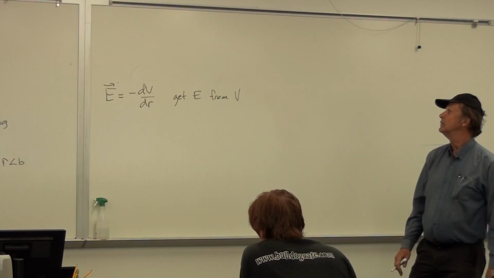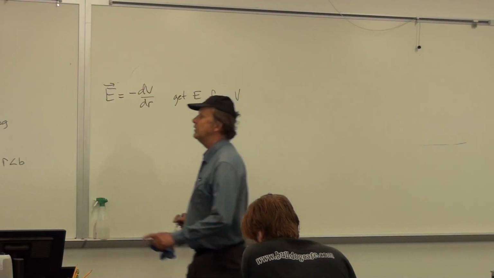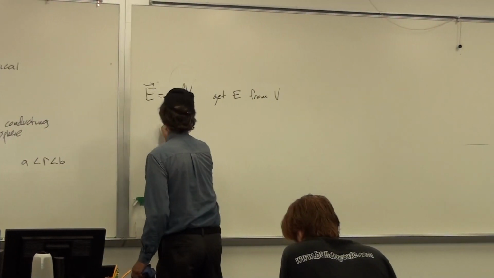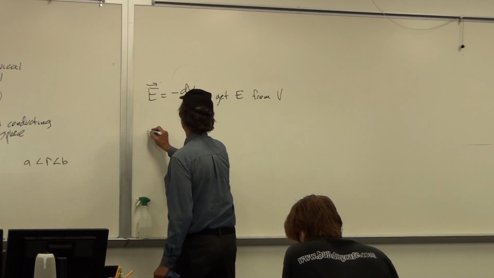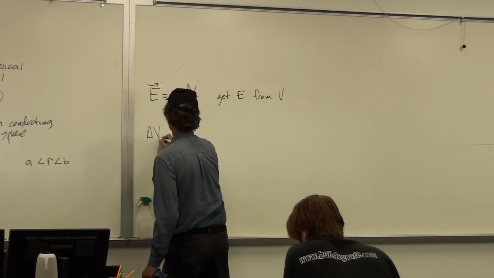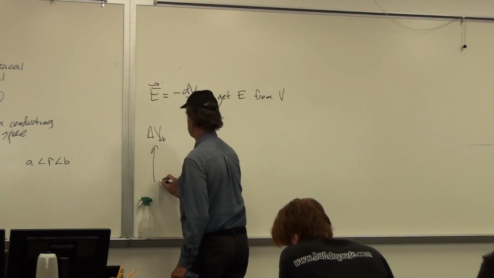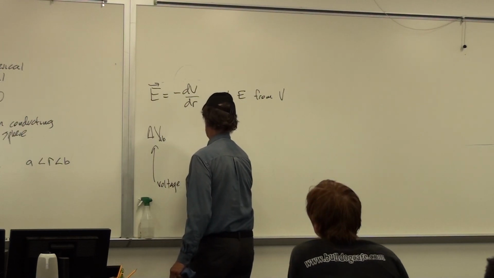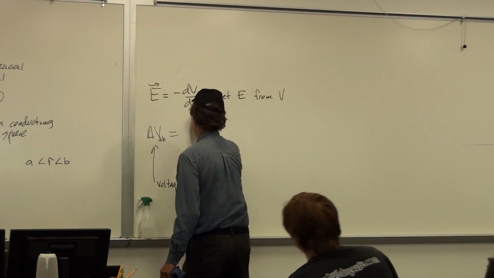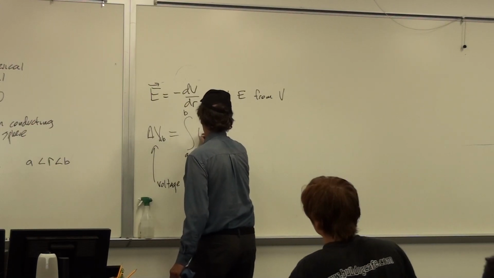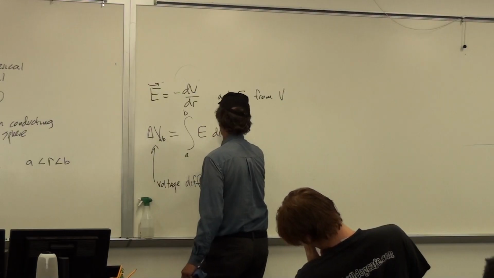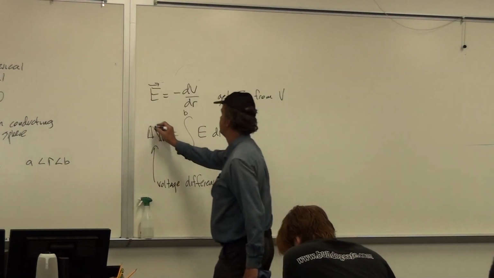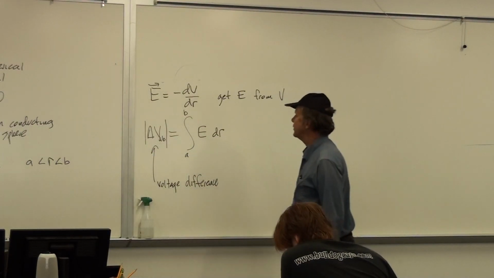But what if we don't know V? What if we can measure V? What if I go in with a voltmeter and I measure V and then I want E? Well, then what we've got to do is cross multiply here, and we end up with delta V, this is AB, our voltage difference between a and b, is equal to the integral from a to b of E times dr. And this is going to be the magnitude of it. So this is our general expression.